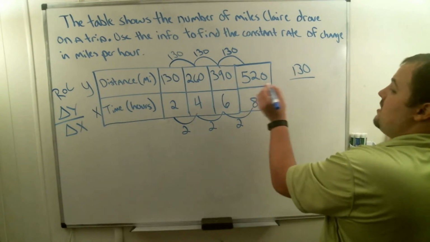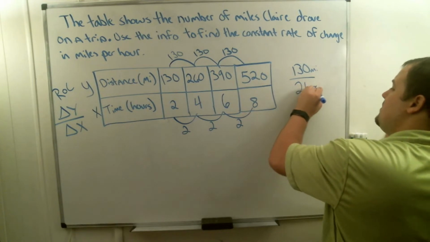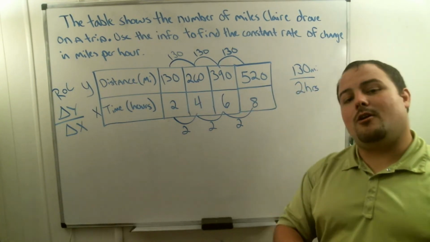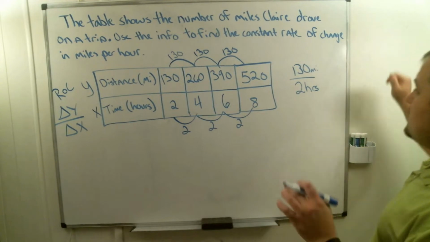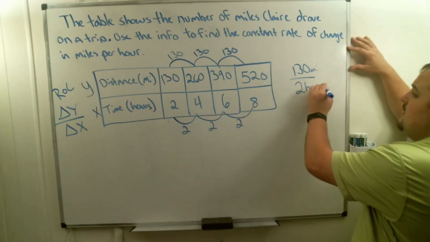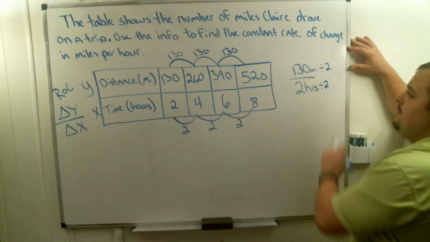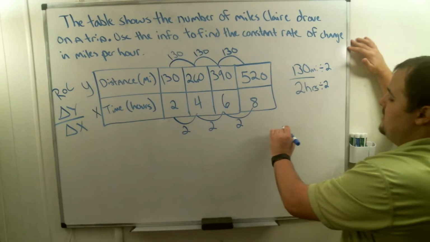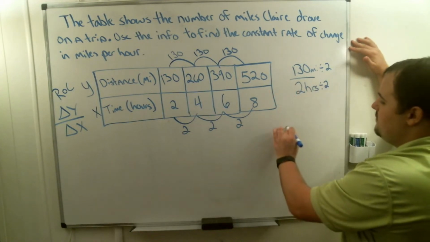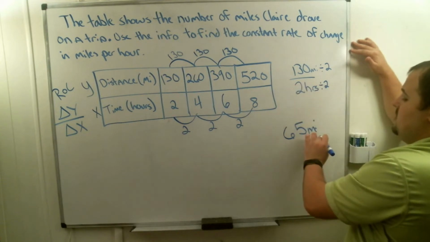The rate of change is that you're going 130 miles over 2 hours. Well, now we have to actually figure out what it is for 1 hour. So since we have our rate, we're going to change this into a unit rate. All we got to do is divide by 2 on bottom, divide by 2 on top. Well, 130 divided by 2, that should be 65. And 2 divided by 2 is 1.